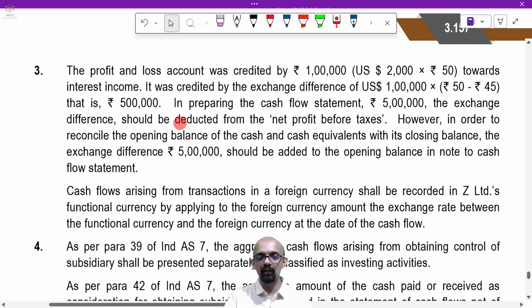That is the answer. Now the answer is given as per the indirect method. So the exchange difference should be deducted. On the top, in adjustments, you deduct the gain and then again you add it. The exchange difference should be added to reconcile with the balance as per the balance sheet.